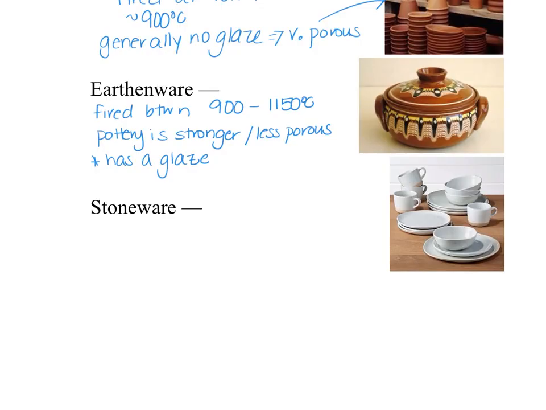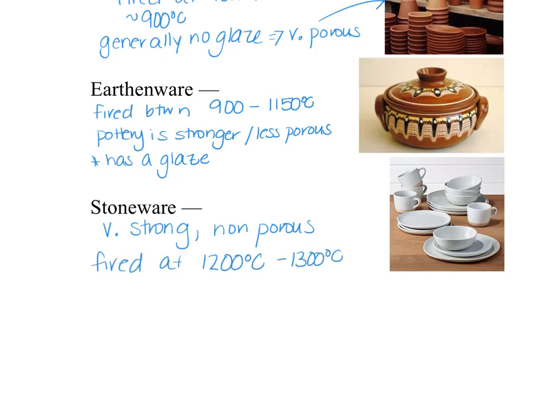I have an example of stoneware here for you. It is very strong and non-porous. It's fired at 1200 degrees Celsius to 1300 degrees Celsius. And what happens is that higher kiln temperature seals the pores. Right? And it came about in the early 1700s by a German chemist. He developed it. And these a lot of times are dinner dishes.